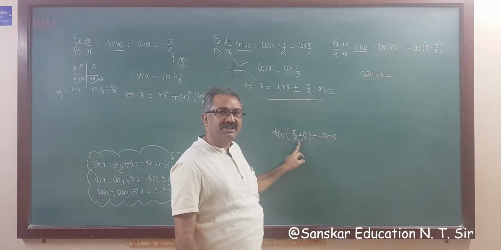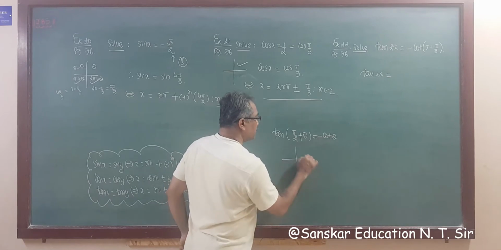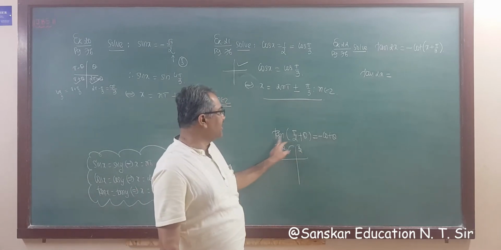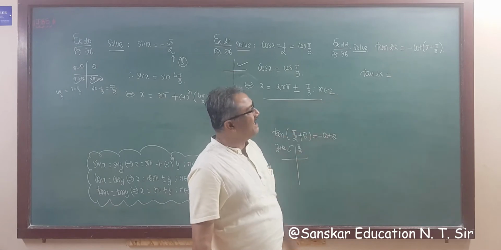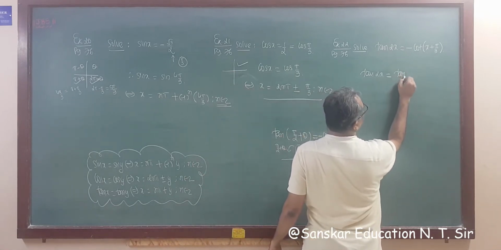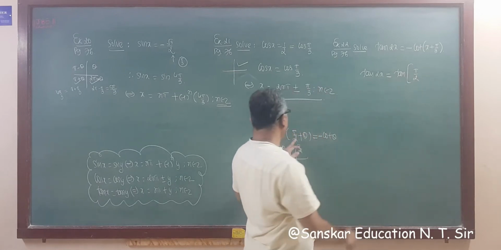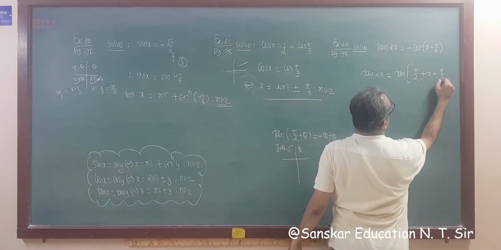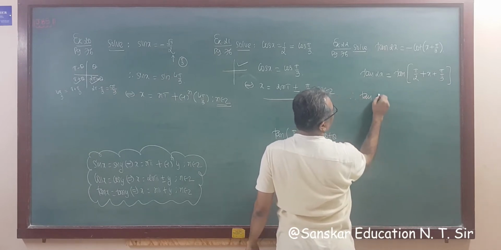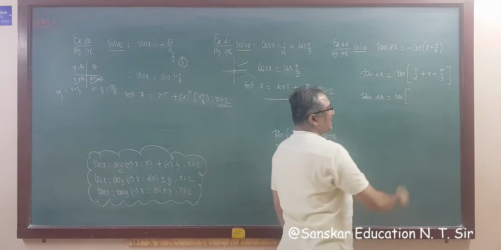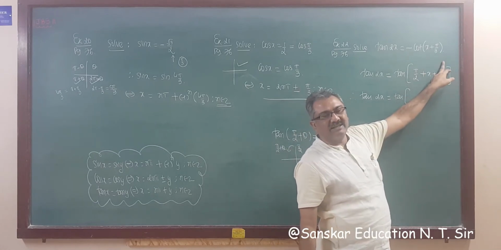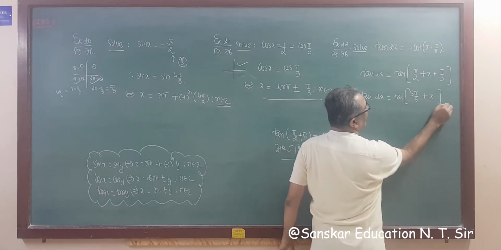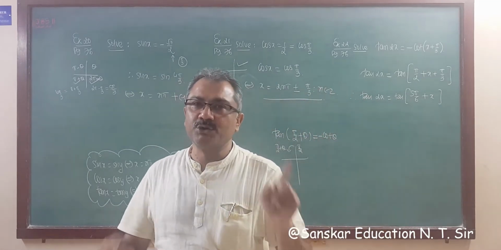I am writing pi by 2 plus theta, that is now in the second quadrant, right? So this is pi by 2, then this is pi by 2 plus theta. In the second quadrant tan is negative and changes, therefore it is cot, right? So tan twice x is equal to, I am writing now this as tan pi by 2 plus theta. Theta is this theta, so x plus pi by 3. So this is tan twice x is equal to tan. Now LCM of 3 and 2 is 6, so this is 5 pi by 6 plus x.